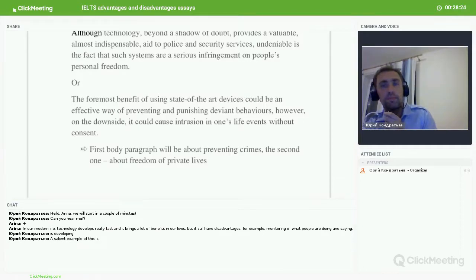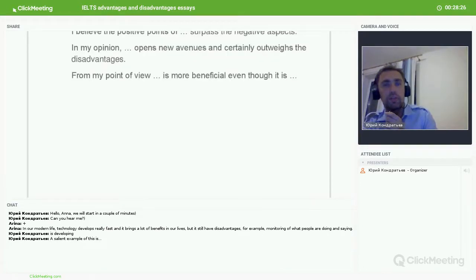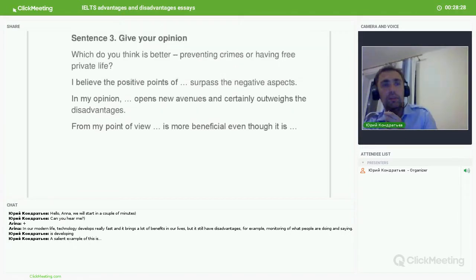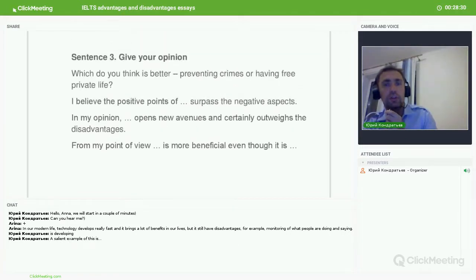Okay, so if you have any examples that you have written, please share them in the chat. In sentence 3 of the introduction, we should give our opinion. And, well, you can say, which is better? Which do you think is better? The question is, do the advantages outweigh the disadvantages? So which is better, preventing crimes or having free private life?